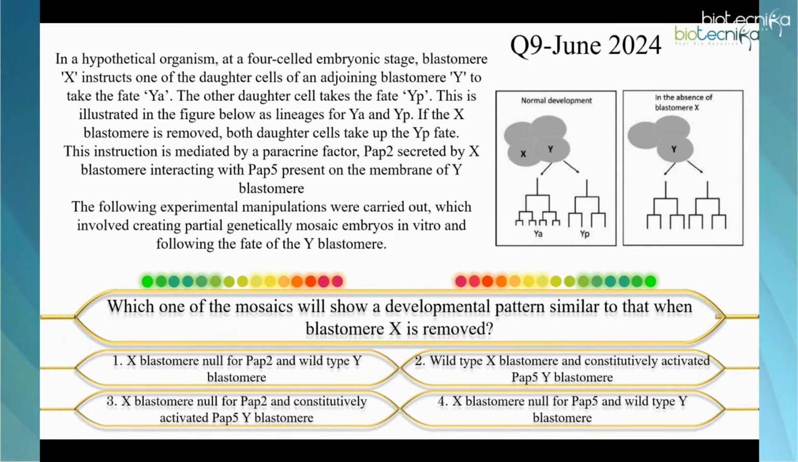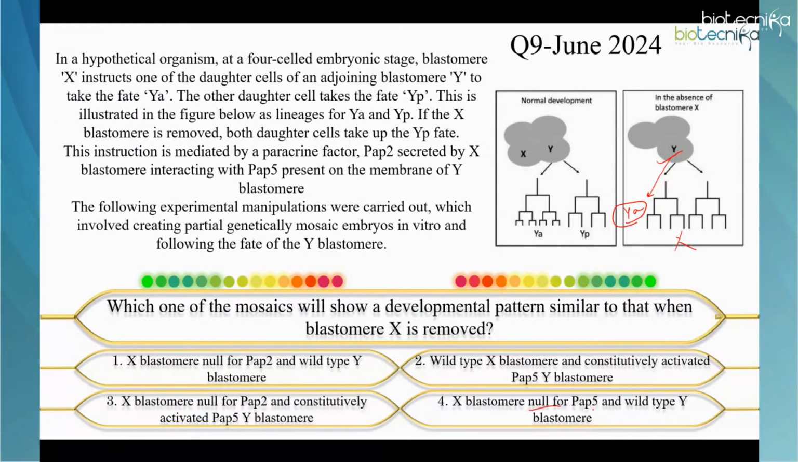Then X blastomere null for PAP2 and constitutively activated PAP5. So here they have taken X as the first one, PAP2 is not there. But how does it matter if Y still has PAP5 activated? So PAP5 being present, the receptor being present is one thing, and the receptor always activated is another thing. Okay, so constitutively activated means it's always active. So even if the PAP2 is not there, doesn't matter. Still, Y will be able to make YA because PAP5 is activated. So it won't be the same as this experiment.